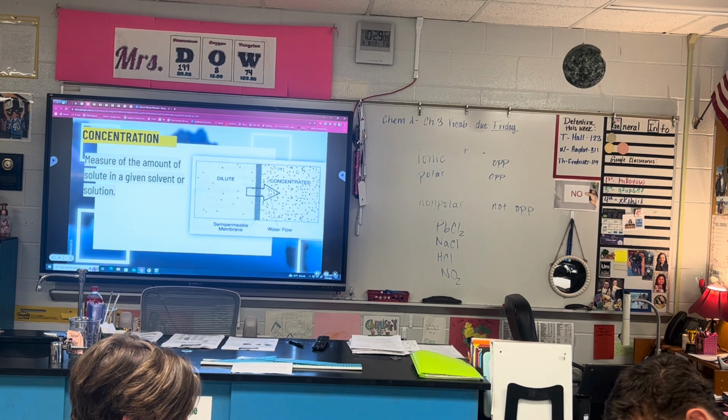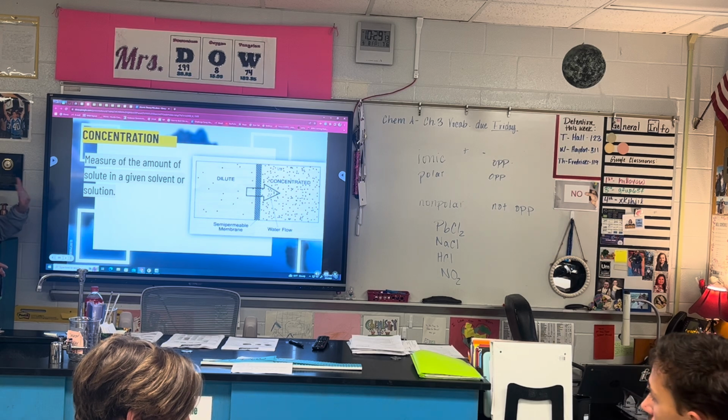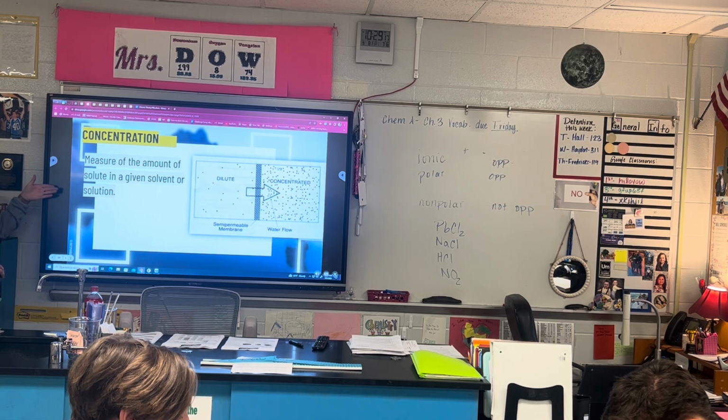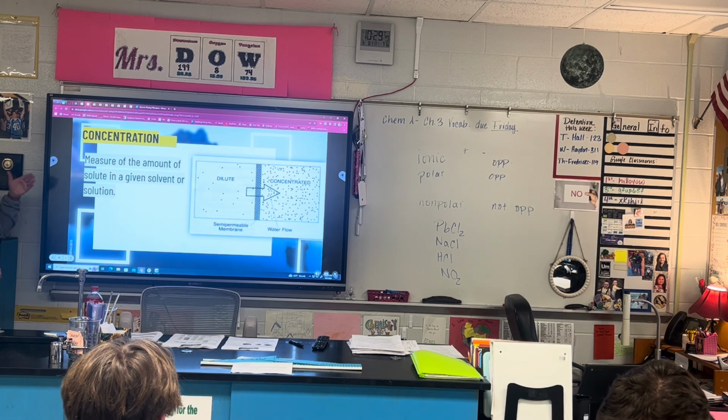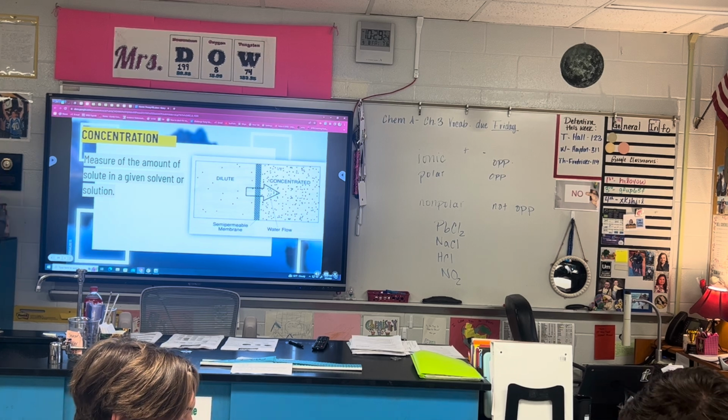Alright, so concentration is the measure of the amount of solute in a given solvent. It's just the name of it, concentration. So how much solute you have in your solution. So the measure of the amount of solute in a given solvent.